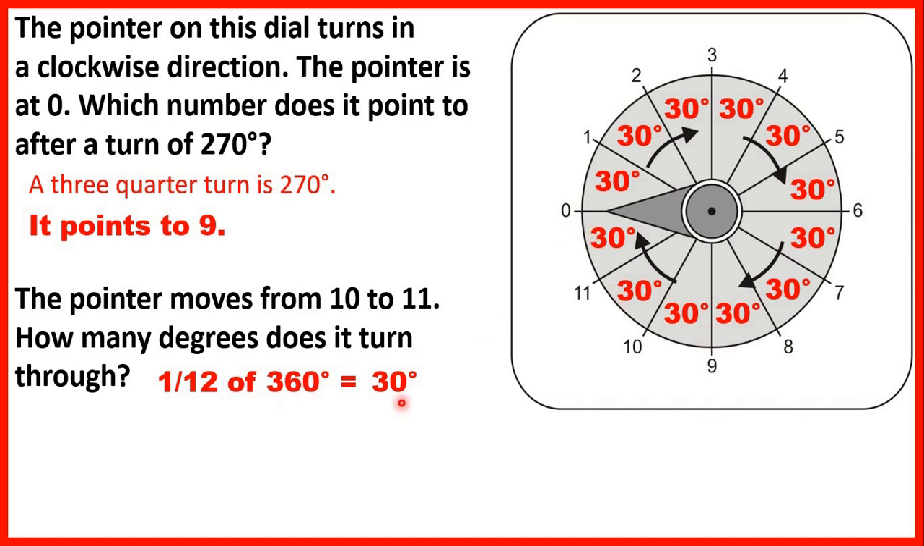And knowing this would also help us to work out the question above. So if we didn't spot that a 3/4 turn is 270, we could find how much it turns from one number to the next by dividing 360 by 12, and then we could count in 30s until we got to 270.